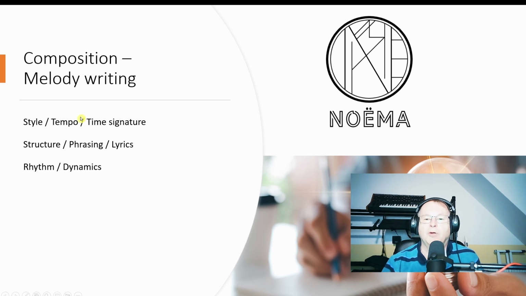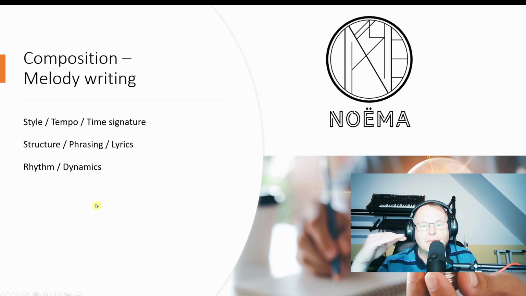Dynamics in pop and rock music do not play an important role, besides ballads maybe. Everything is pretty much compressed and limited by the sound engineers and on the same level of loudness. In other genres, dynamics are a very important means of musical expression though.